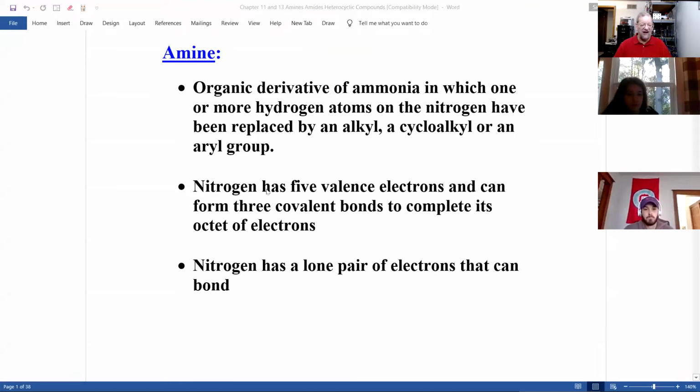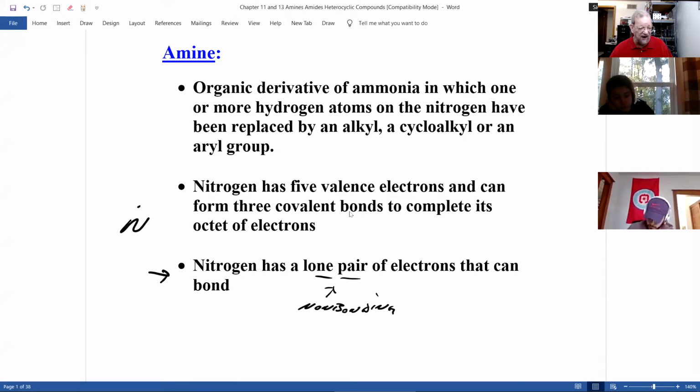So as I have on this slide here, nitrogen has 5 valence electrons, and it can form 3 covalent bonds to complete its octet. And it has a lone pair, sometimes called, also known as non-bonding electrons. This will never be on a test, but nitrogen has 5 valence electrons, and that would be the Lewis structure, and it wants to have 8, so it can share with, let's say, carbon, R groups.